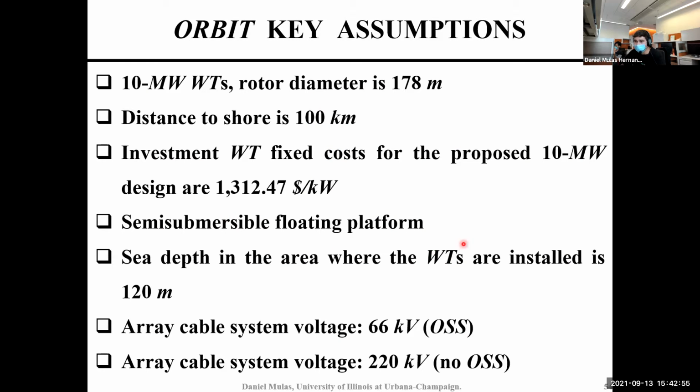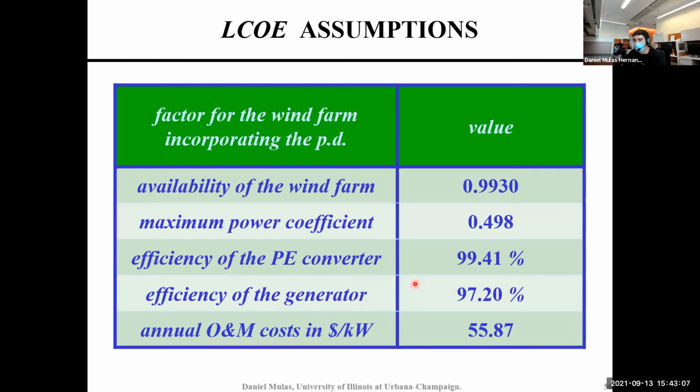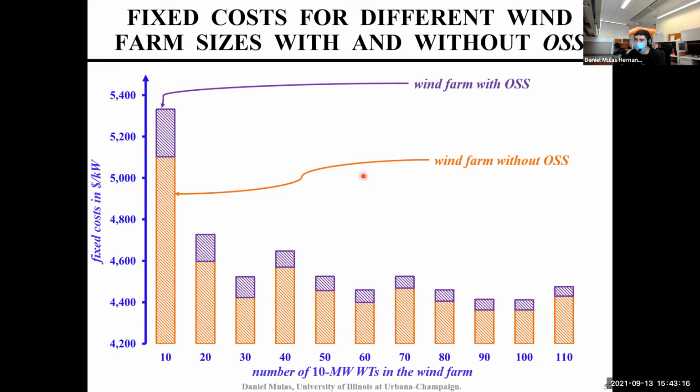Here we have the assumptions. We were basically making the study for a case scenario where we are using a proposed design, and here we have the assumptions that we have taken, and also the assumptions in terms of the factors for the wind farm incorporated in the proposed design. What we obtain is that the wind farm without offshore substation always obtains lower fixed costs in dollars per kilowatt for a different number of 10 megawatt wind turbines in the wind farm.